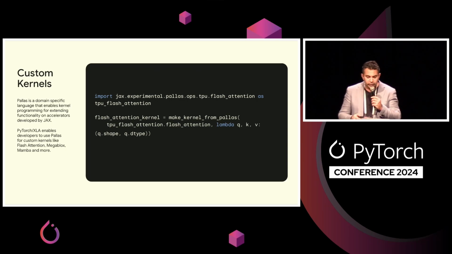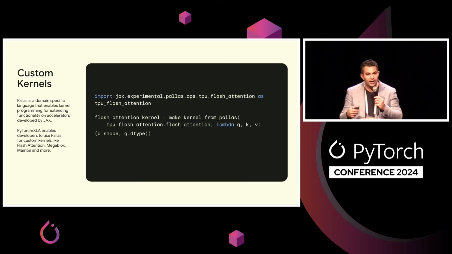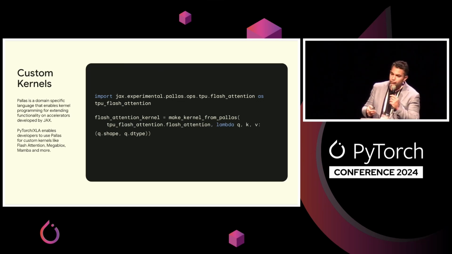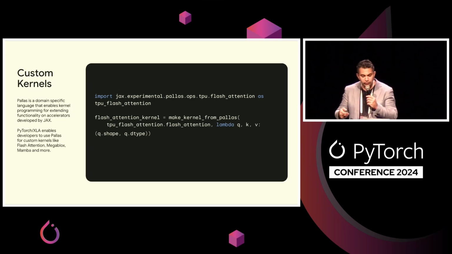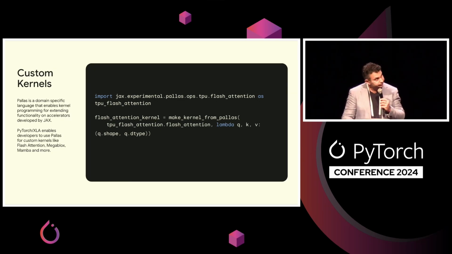Finally, custom kernels are a very important part of the new model design process to achieve high performance. JAX has introduced Pallas, which enables developers to use custom kernels, and PyTorch XLA provides an API to use custom kernels written in Pallas. Therefore, the same custom kernels that can power your JAX models are available for you to run in PyTorch on Cloud TPUs.